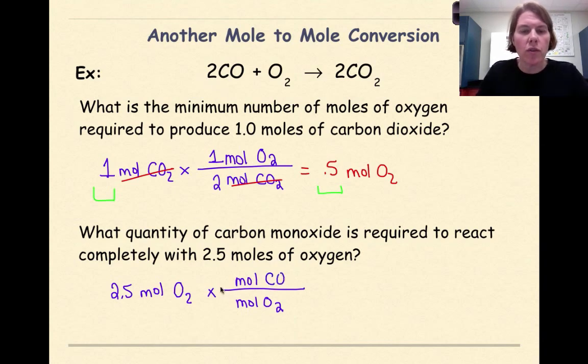I go to my balanced equation. There is a 2 in front of the CO, 2. There's an assumed 1 in front of the O2, 1. Moles of O2 cancels moles of O2. 2.5 times 2, that would be 5 moles of CO. I go back, I check, I make sure that everything is set up correctly, I make sure that my math is done correctly, and I'm good.